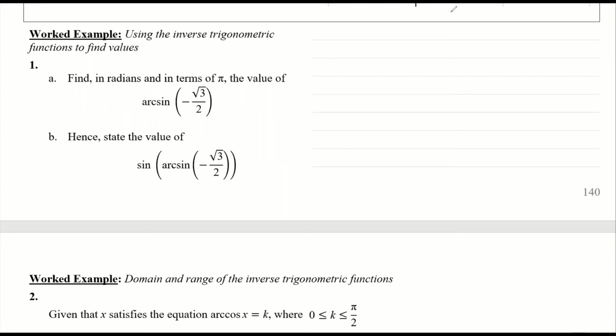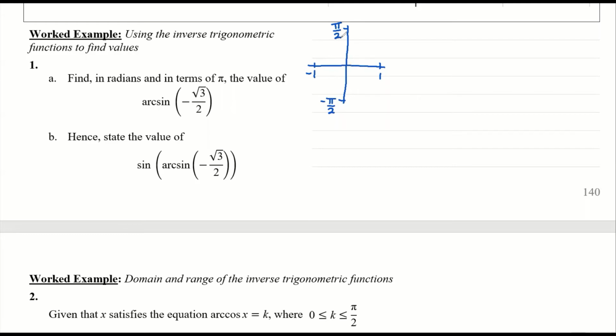Now, we've already met the arcsine graph. You'll be able to see this on your page in front of you, but I'm just going to sketch it again in the space. So the arcsine graph, very simply, has a domain from -1 up to 1. And it has a range from negative pi over 2 to pi over 2. Remember, that is the restricted domain of sine that enables the function to have an inverse. It has to be 1 to 1.